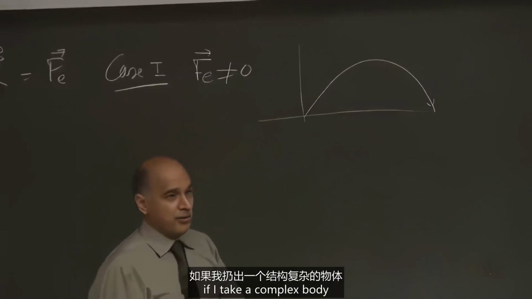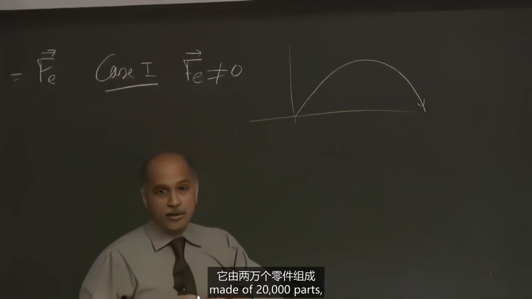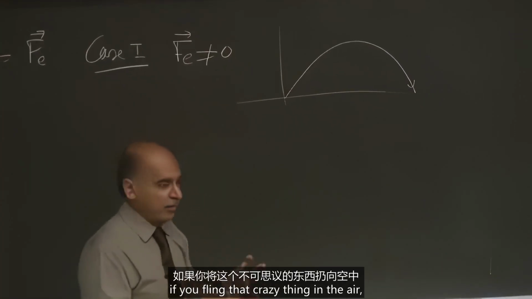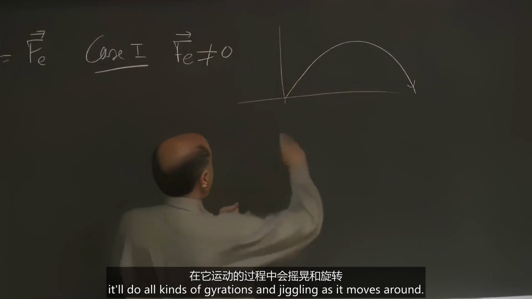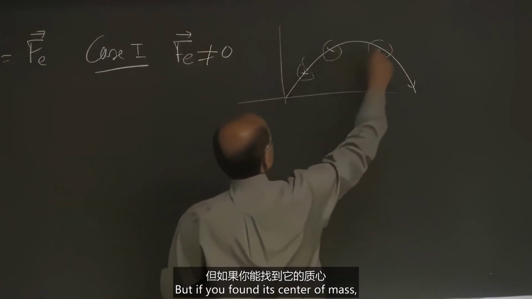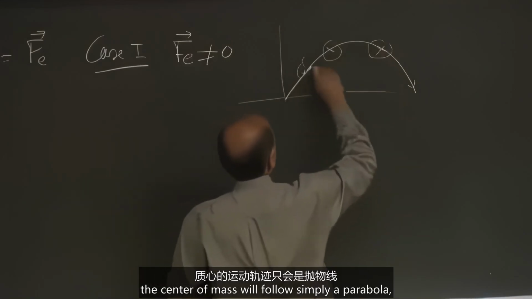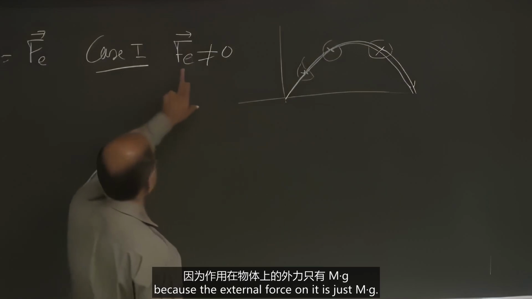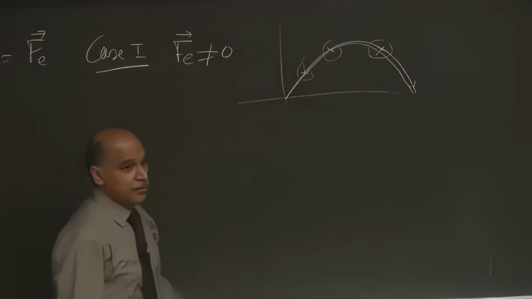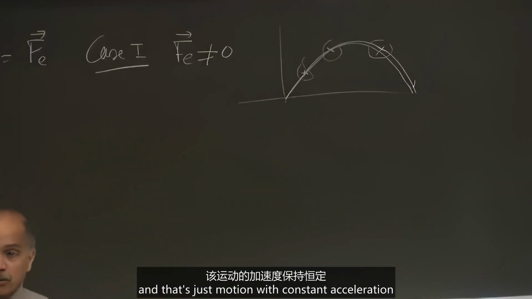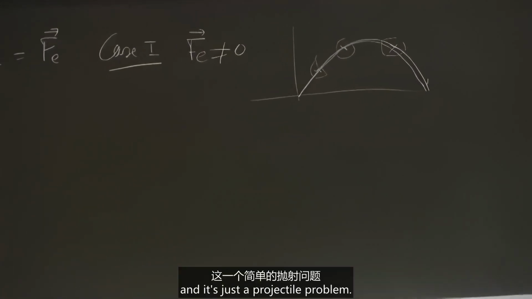What I'm now telling you is if you take a complex body made of 20,000 parts, all connected to each other, pushing and pulling, if you fling that crazy thing in the air, it'll do all kinds of gyrations and jiggling as it moves around. But if you found its center of mass, it will follow simply a parabola, because the external force on it is just mg. So it'll be mr double dot equals mg, and that's just motion with constant acceleration in the y direction. It's just the projectile problem.